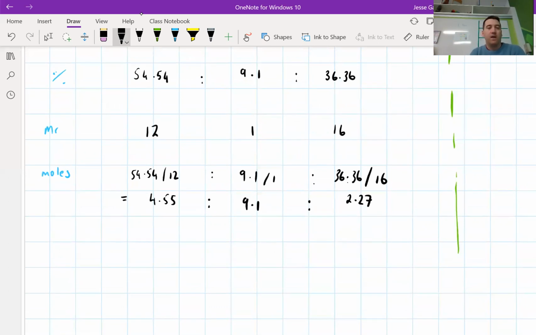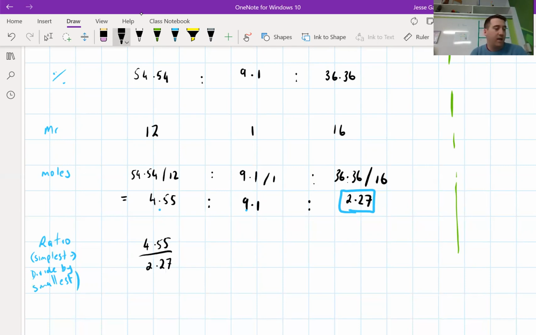We know the moles of each element. The next thing we need to know is the ratio. Same as in the examples we did in the last video, we want to work out a ratio, and it needs to be the simplest whole number ratio. To work this out, we divide all three of these numbers by the smallest one. Currently the smallest number is 2.27. This is the same technique that we learned in the previous video: we divide everything by the smallest.